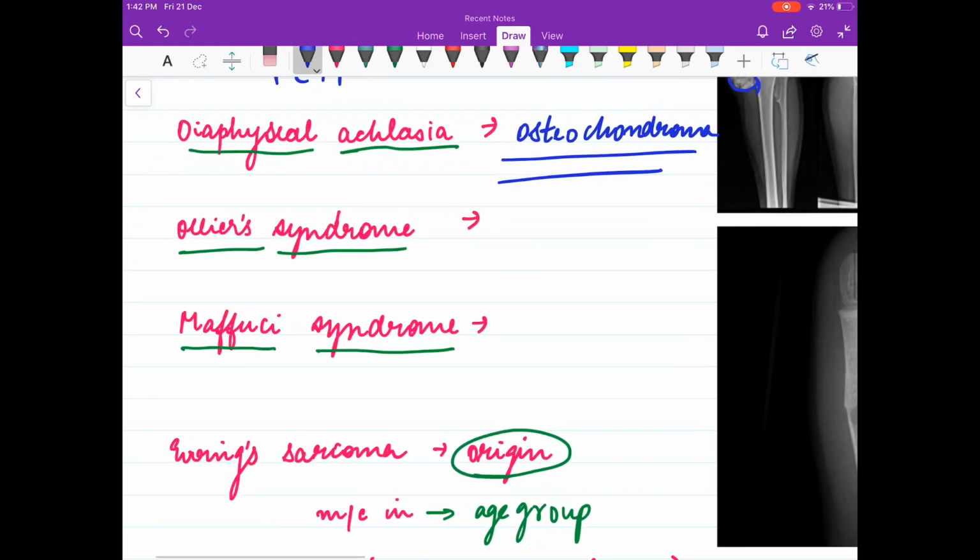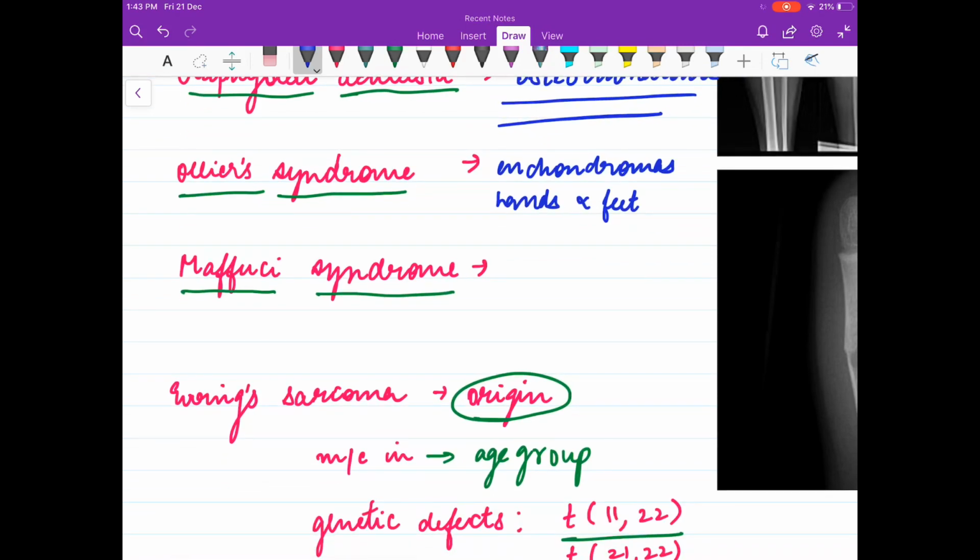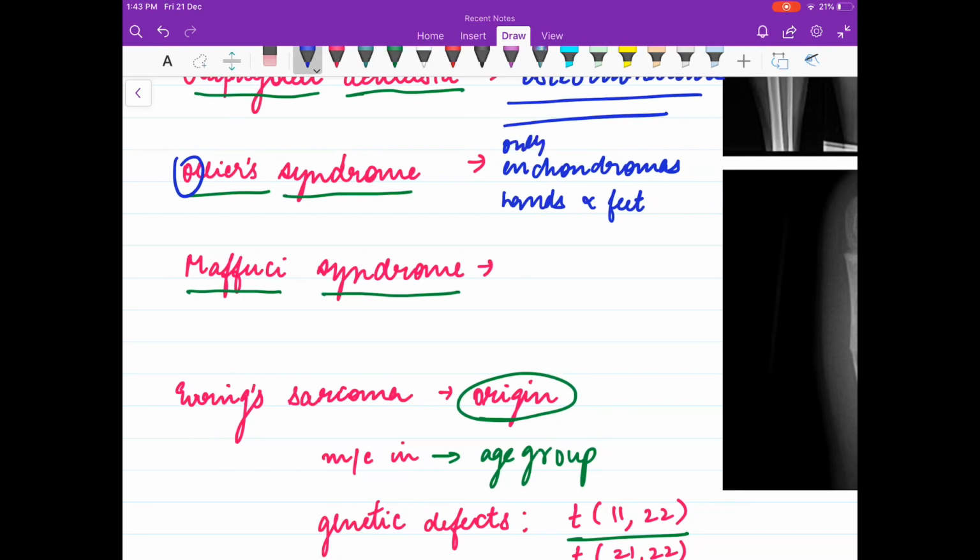Ollier syndrome is enchondromas. These are the most common tumors of the hands and feet. What is Maffucci syndrome? You can remember it like this: Ollier means only enchondromas. Maffucci is enchondromas plus hemangiomas.